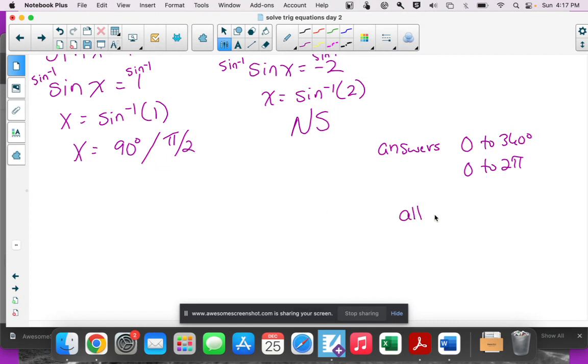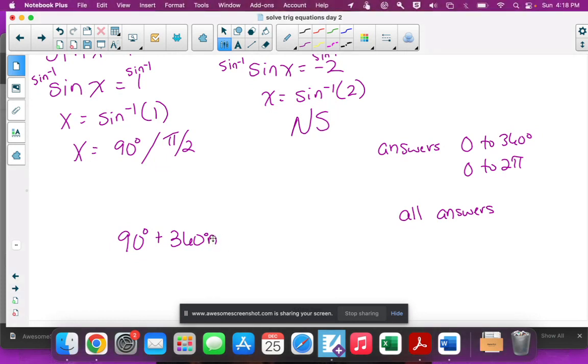But if I want all answers, because this function will repeat over and over since it has that symmetry and that pattern. That's the whole point of these trig functions. What we do is write it in a very specific way. It's going to be 90 degrees plus 360 degrees n, with n being any integer, 1, 2, 3, negative numbers, but specifically integers, because it has to be whole numbers that you multiply by. Multiplying by a fraction wouldn't help.